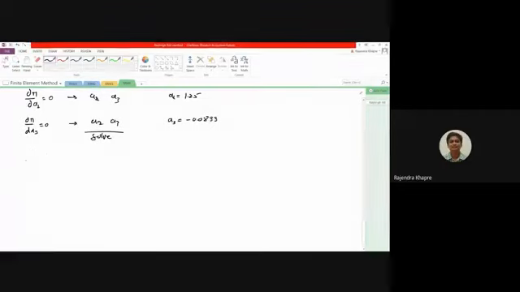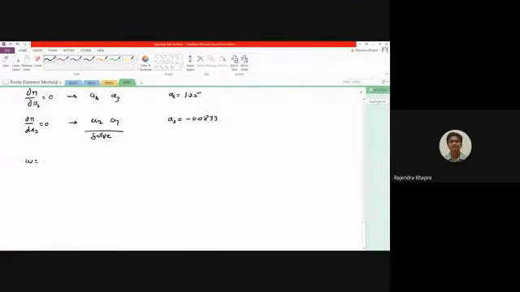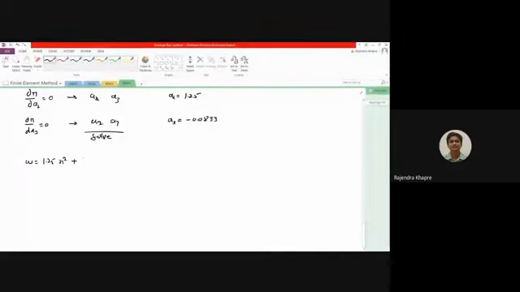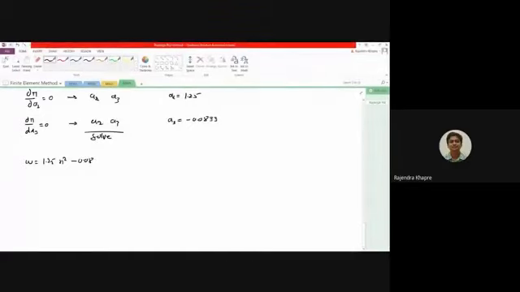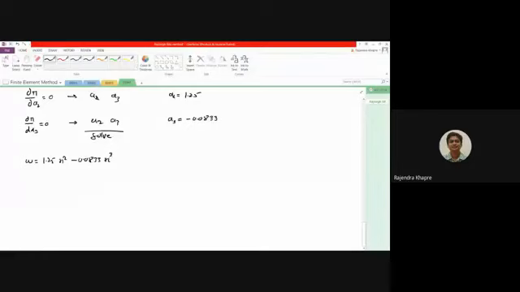So your W is A2 into x square, and the A2 value is 1.25 x square, plus your A3, which is minus 0.0833 into x to the power 3. So this is the expression for the deformation. Now let us substitute these values and see how the deformation is.